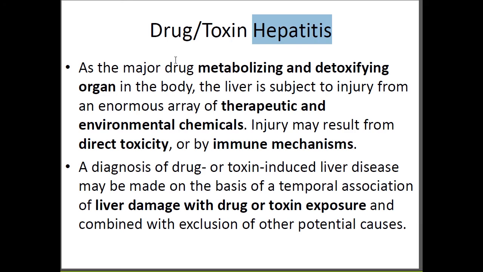So for toxin and drug hepatitis, we say they have two aspects. One is directly damaging liver function. Another aspect is the immune system being involved, which causes the most severe liver damage.